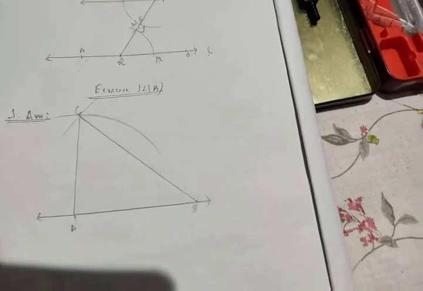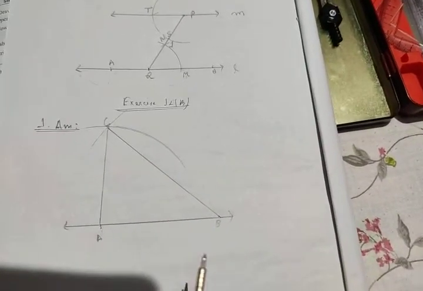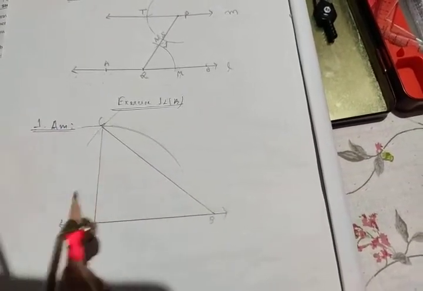So that's how we can draw a triangle when 3 sides are given to us.